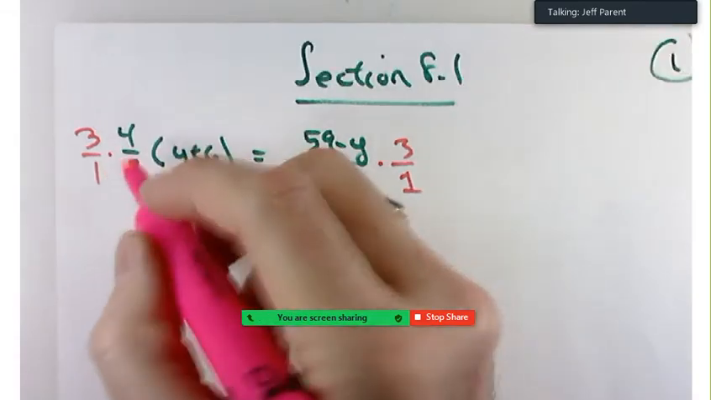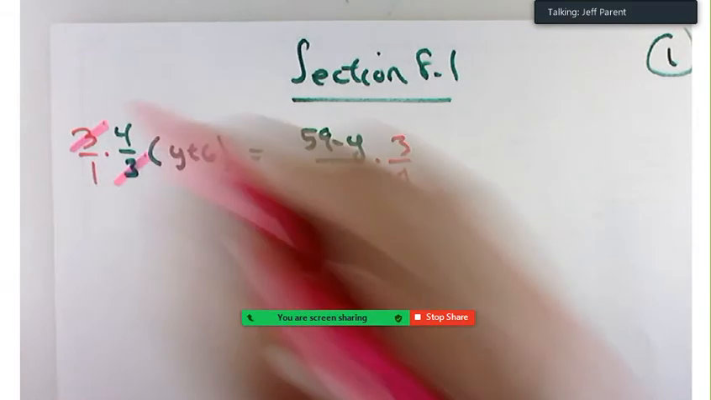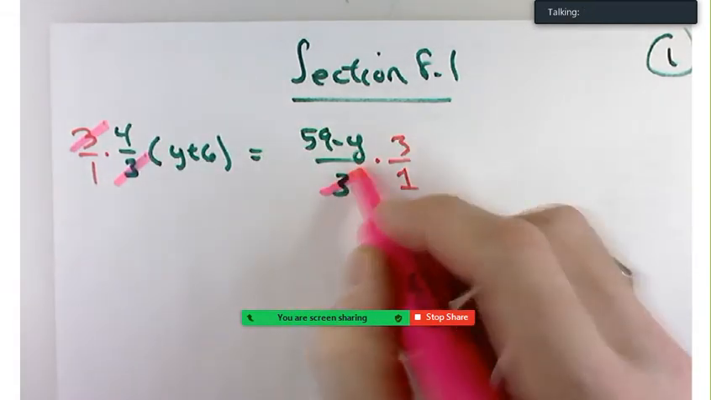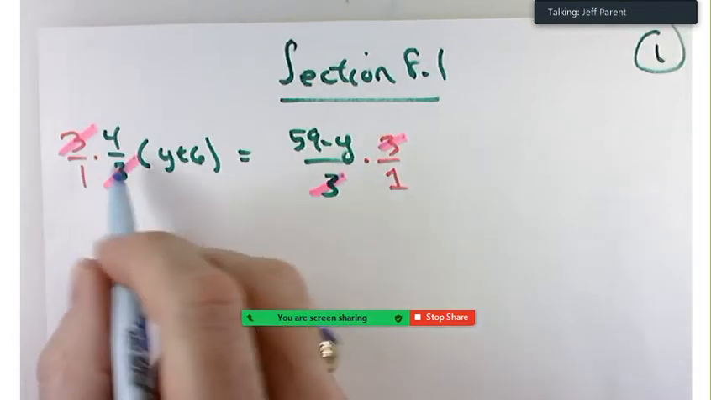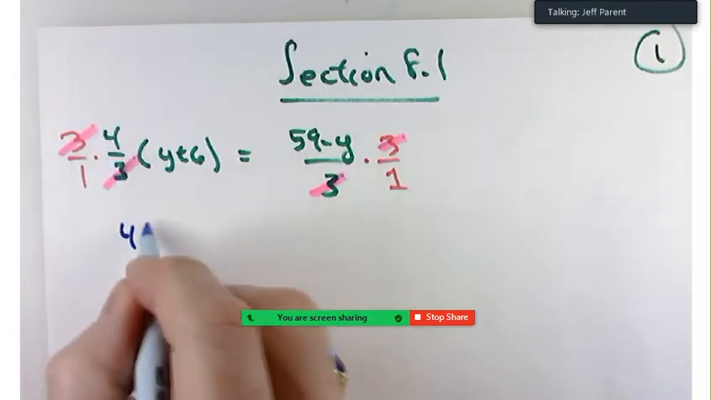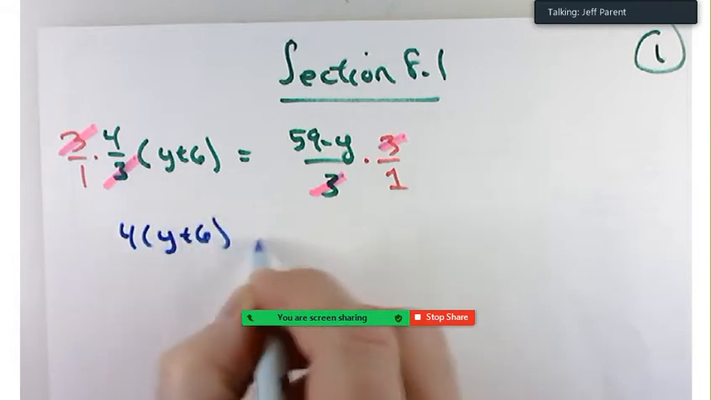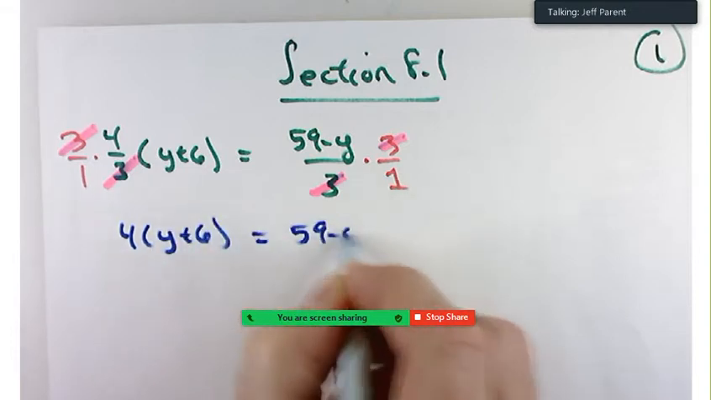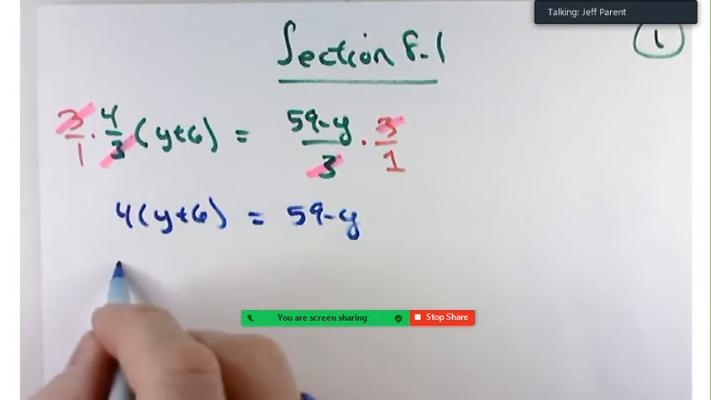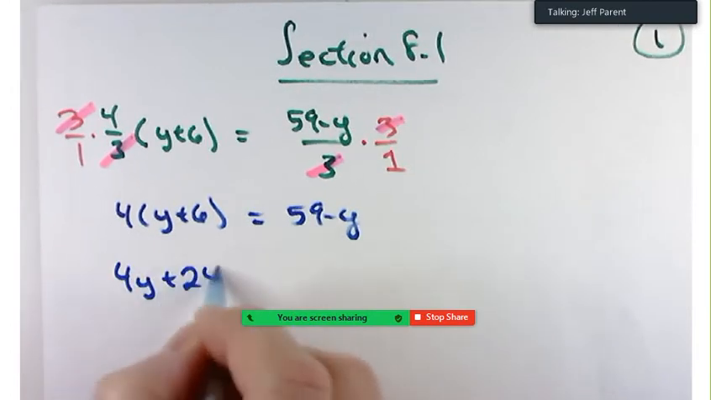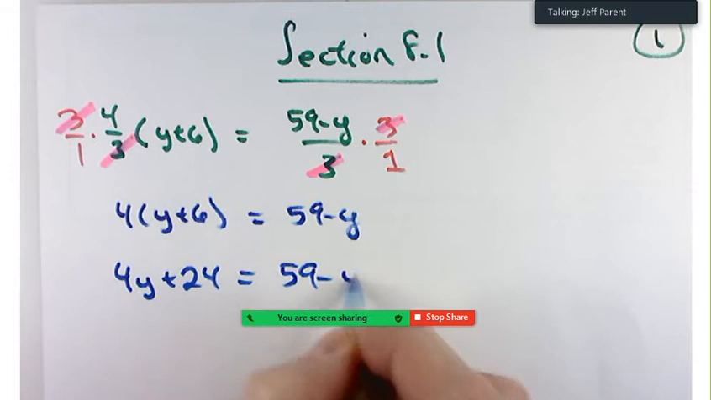I do that because it lines things up and it gives you something to cancel. So, for instance, the 3 here and the 3 here cancel. And so that makes this a much nicer problem. What we're left with is 4 times (y plus 6) equals 59 minus y. So we got rid of the denominators, which is a good thing. Now, let's distribute on the left-hand side. That's going to be 4y plus 24 equals 59 minus y.